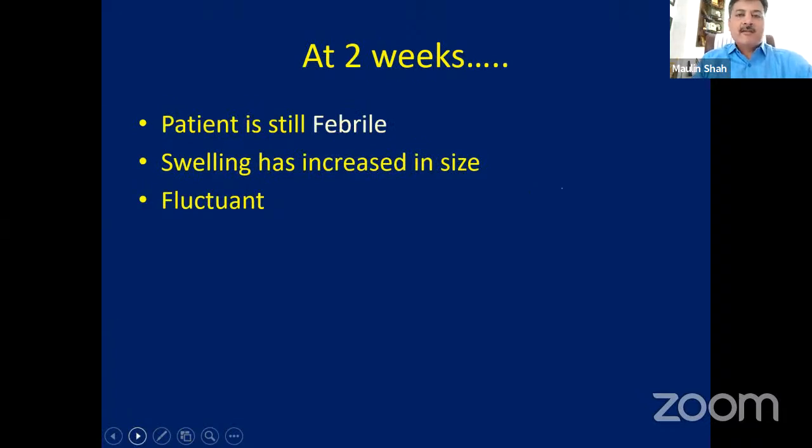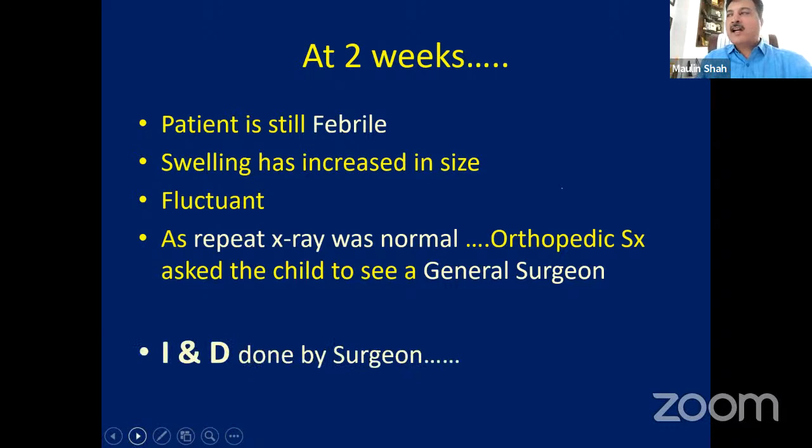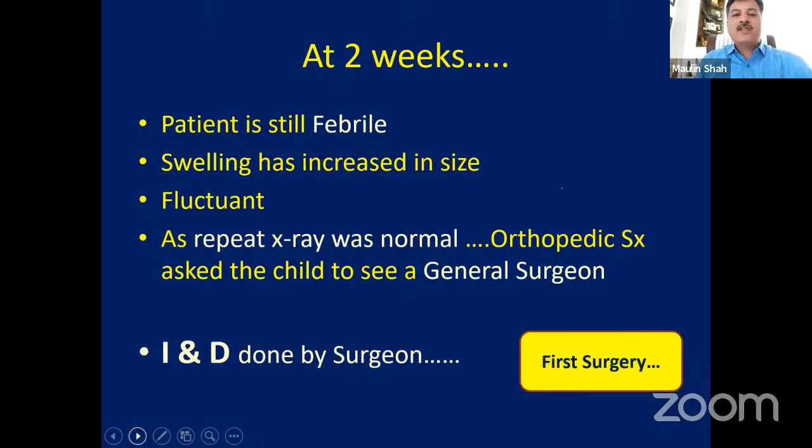At 2 weeks, the patient is still febrile. They again approached the orthopedic surgeon, and now the swelling has increased in size and is fluctuant. So there is an abscess formation. A repeat x-ray was done, the third x-ray, which was also normal. So the orthopedic surgeon thought this is not my case, the bone is not involved, so let me refer them to a surgeon. The patient was referred to a general surgeon: there is an abscess, so you do IND, and the x-ray is normal, so it's not my job. And IND was done by the surgeon, which was the first surgery for this child.